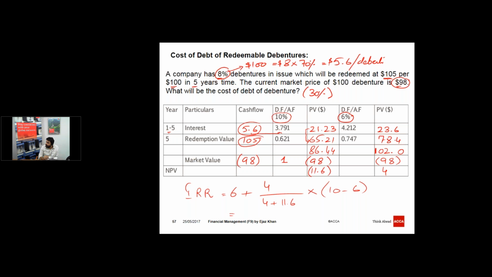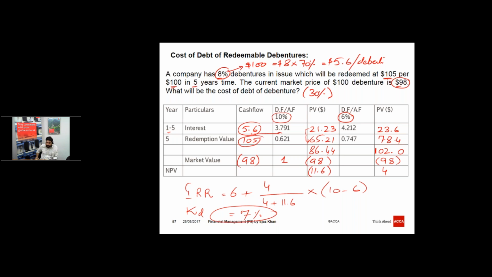Muhammad Talha, it can never be 11.02. The IRR should always be in between the higher and the lower rate. So remember, if you make such a mistake, you can trace this without calculating. Your IRR should never be more than 10% or lower than 6%. It should be in between these two. It's 7% approximately. Okay, right. So it's 7%. So the cost of debt is 7%.